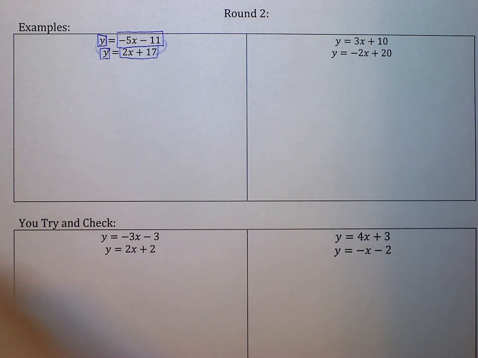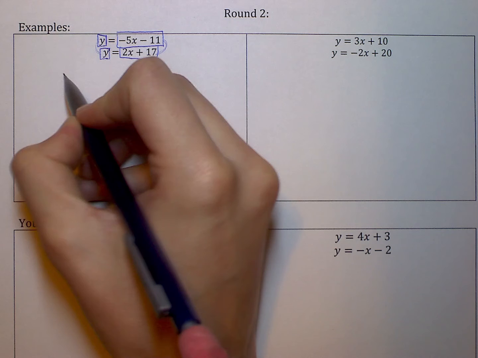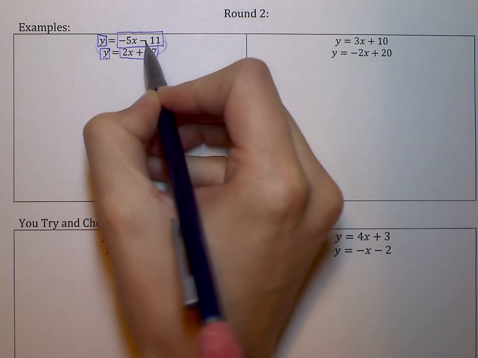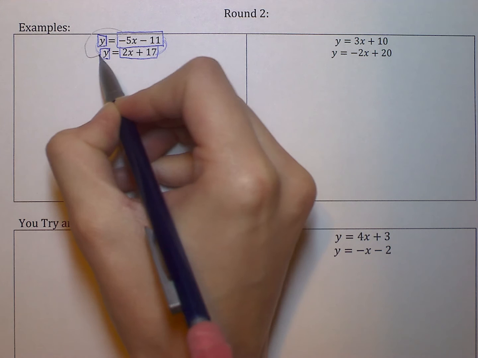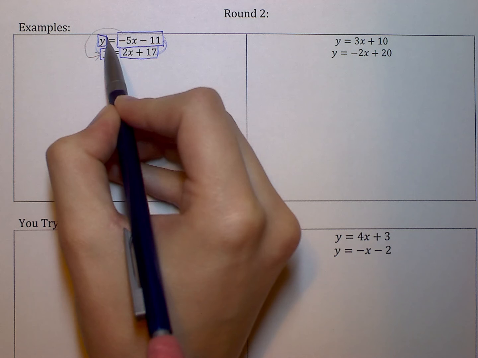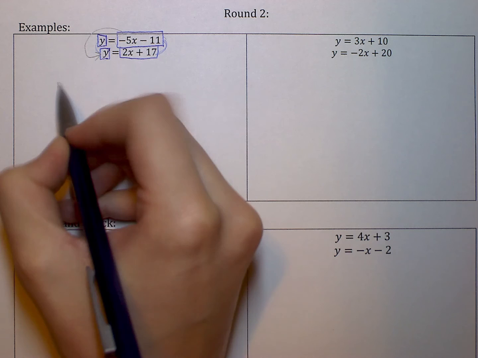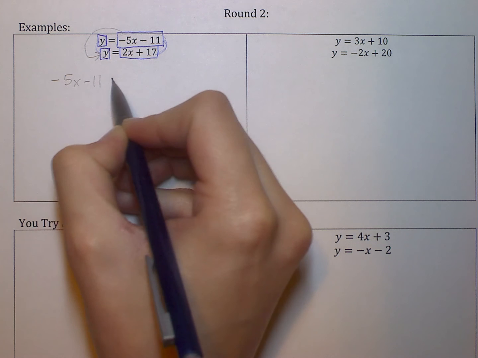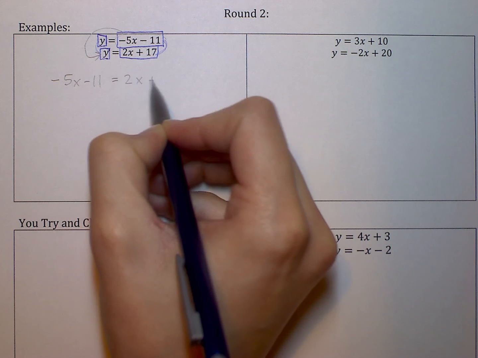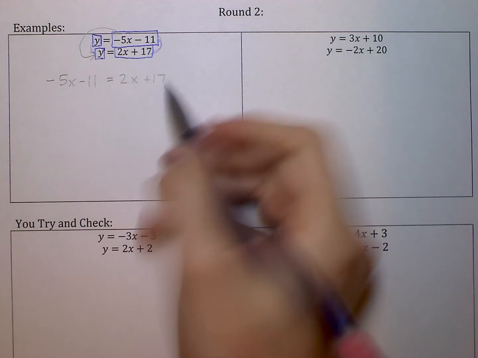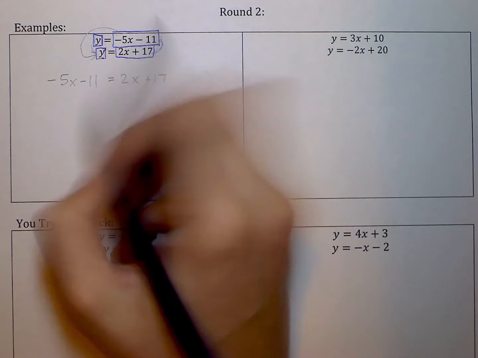And so one way we can look at it is that I'm basically taking this negative 5x minus 11 and substituting it in for this y, right? I know it's equal to this y, so I can substitute it in for the other y. So here's what that leads me to. Okay, that means that these two are the same. They're equal because they're both equal to y. So now I'm going to solve this.